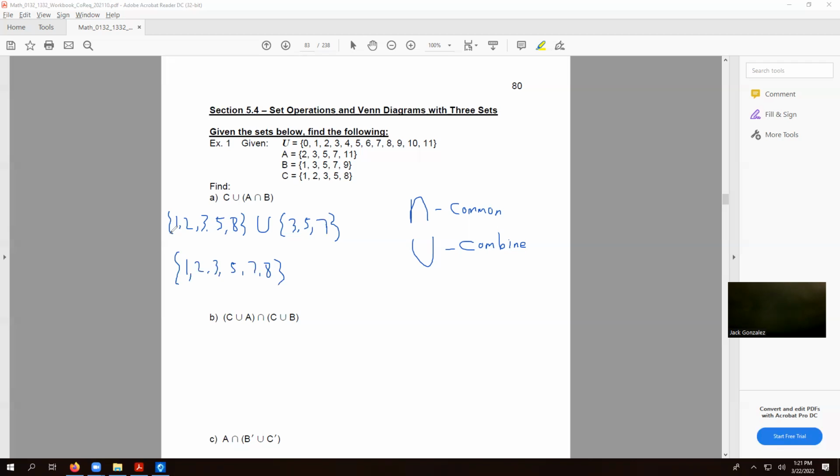Like if I would ask, I don't know, let's say I made my own question. What is A complement union B? So first find not A, right? What's not inside A? 1, 4, right?